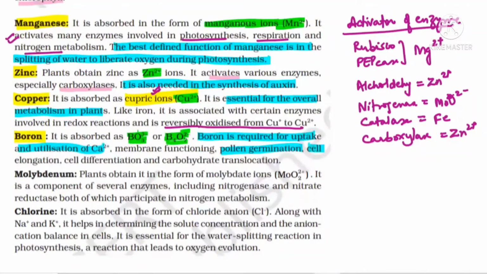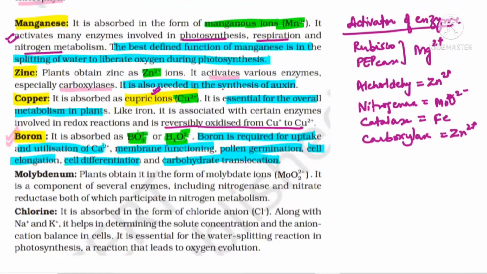It is required for cell elongation and cell differentiation. If you remember, we studied differentiating tissues. Calcium is necessary, and calcium uptake and utilization is done with the help of boron only. Clear, beta? And it is also responsible for carbohydrate translocation. Very important. Boron functions are very important, they can frame the question. It is also necessary for membrane functioning. Boron is required for uptake and utilization of calcium ion.